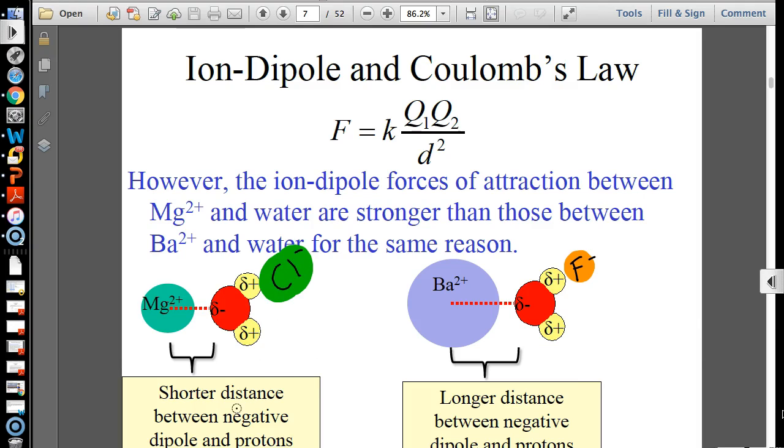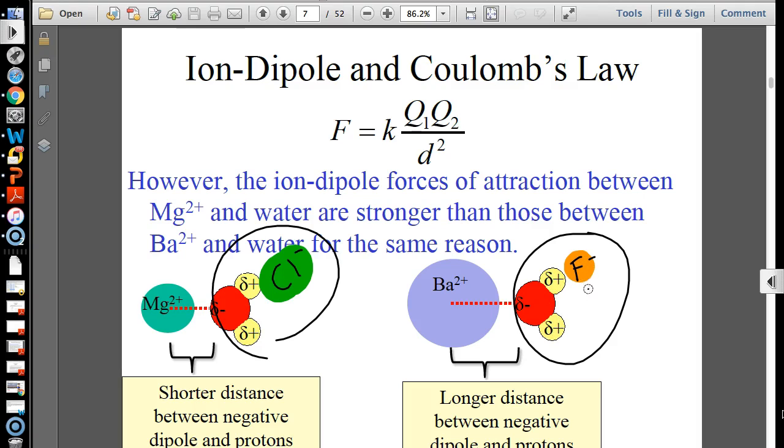So if we just think about Coulombic attraction, and just look at this part and this part. Does water have a greater Coulombic attraction with fluoride or chloride? Fluoride, because it's smaller. So the distance is smaller, and so the ion dipole attraction of this is greater than the ion dipole attraction of that. And the same is true with barium and magnesium.